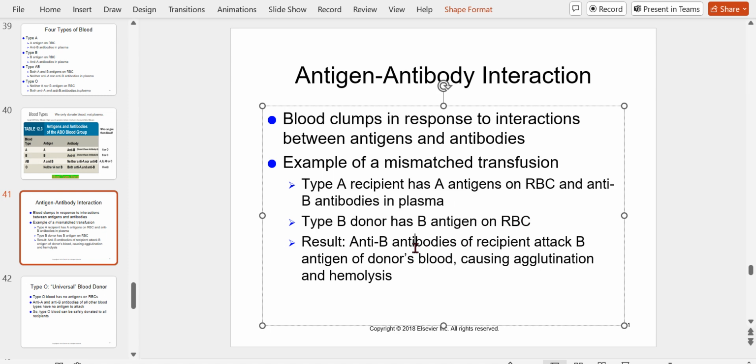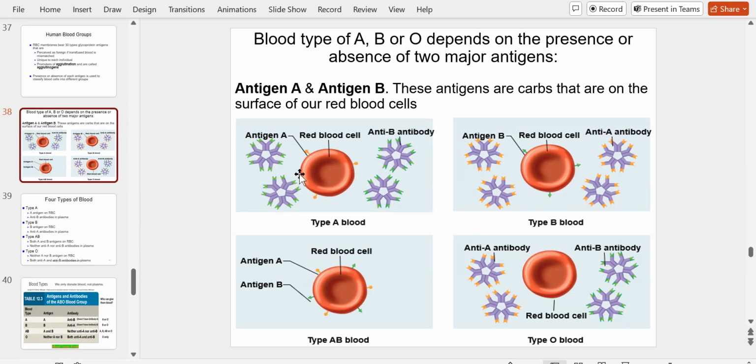This would be trouble. So the result: the anti-B antibodies of the recipient. It's basically what I was saying right here, right? You put this guy's blood into here. These guys here are going to attack those antigens right there and bring all of this blood right down, because it sees it as a foreign body, which it is. That's why somebody who receives an organ transplant has to take immunosuppressing drugs for the rest of their life, because the body will want to attack that foreign organ, liver, whatever it is.